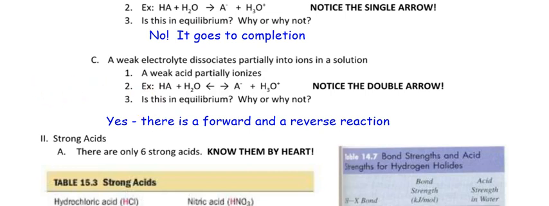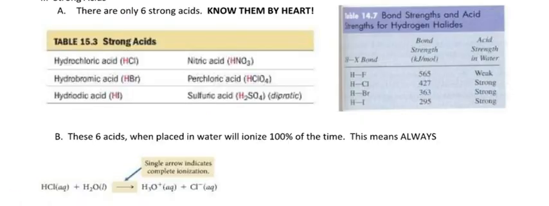So let's take a look at what a strong acid is. That's what is up here. So this section is about here, okay? So let me scroll down. All right, so strong acids. There are only 6 strong acids, period. So know them by heart.